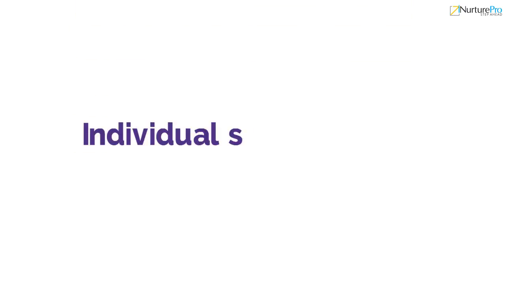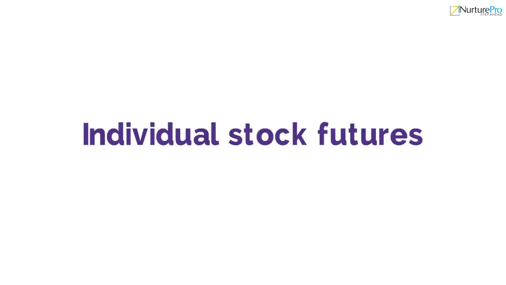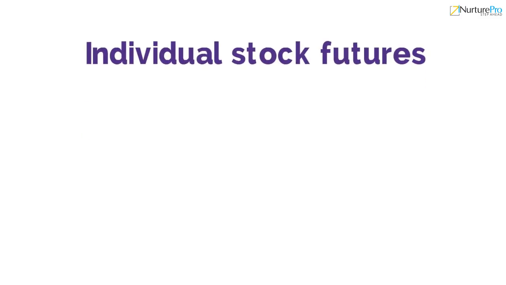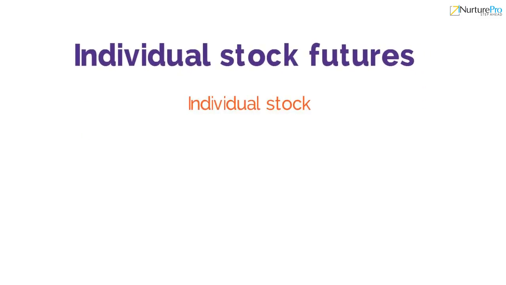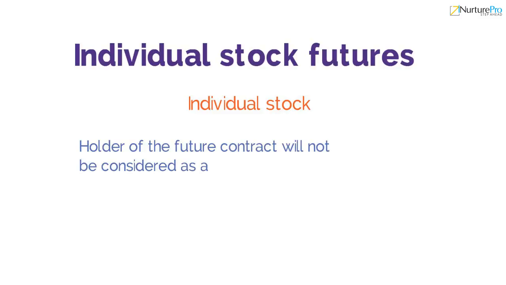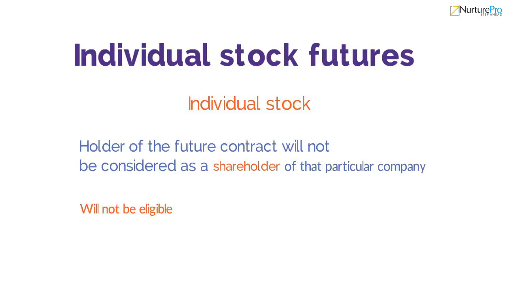Individual stock futures are the simplest of all available derivative instruments. The underlying asset is the individual stock. The main difference is that the holder of the future contract will not be considered a shareholder of that particular company and will not be eligible for any dividend that may be declared.